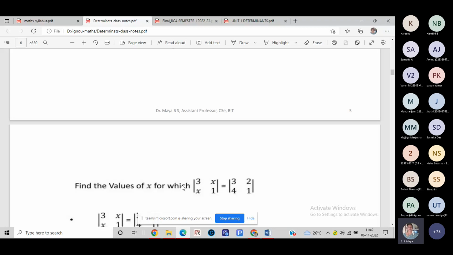3, 2, 4, 1. It is left to you. If you want to practice, you practice; if you don't want to do it, it's left to you. X is 3 by 2.